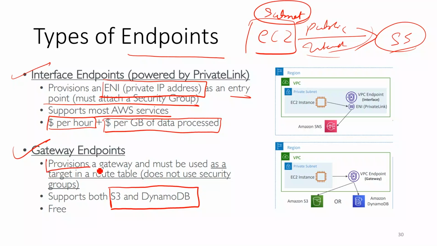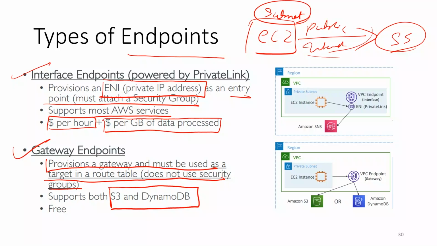A gateway endpoint provides a gateway that must be used as a target in the route table, and it does not use a security group. So you don't have to create anything. You just specify the gateway as a target in your route table, for example, from this particular subnet, and then it will get connected, and it is free of cost. So in the exam, if you have a choice between interface endpoints and gateway endpoints, please go with gateway endpoints, right?